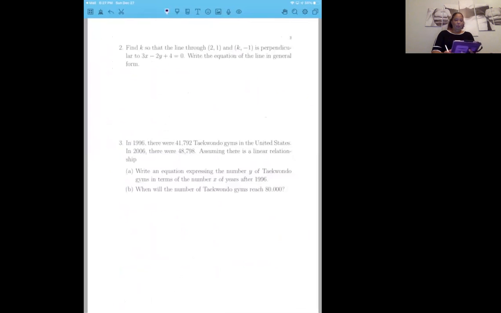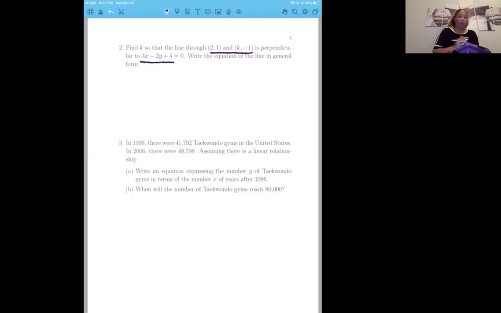All right, two more examples. Find the k so that the line through 2, 1 and k, negative 1 is perpendicular to 3x minus 2y plus 4. All right, so I know how to find the slope between two points. In this case, one of those values is a variable. So we want to find that variable so that the slope is perpendicular to this line here.